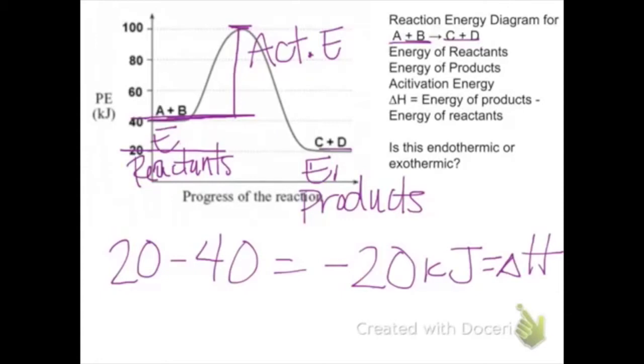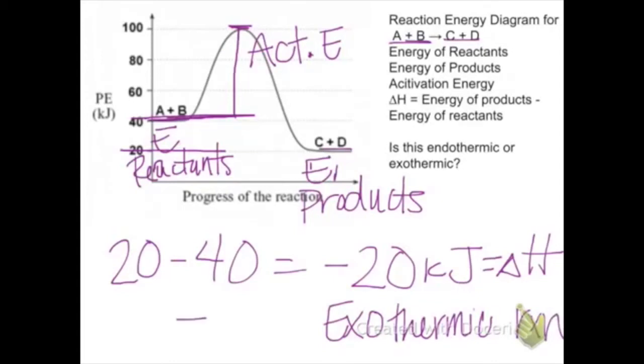If we had reactions that felt hot, what did we call them? Exo, like exoskeleton's on the outside, heat's on the outside, so it's exo and thermic? Exothermic. Since we're giving off heat to get these products, it's an exothermic reaction. Anytime you've got a negative delta H, that tells you you have an exothermic reaction because you're giving heat away.